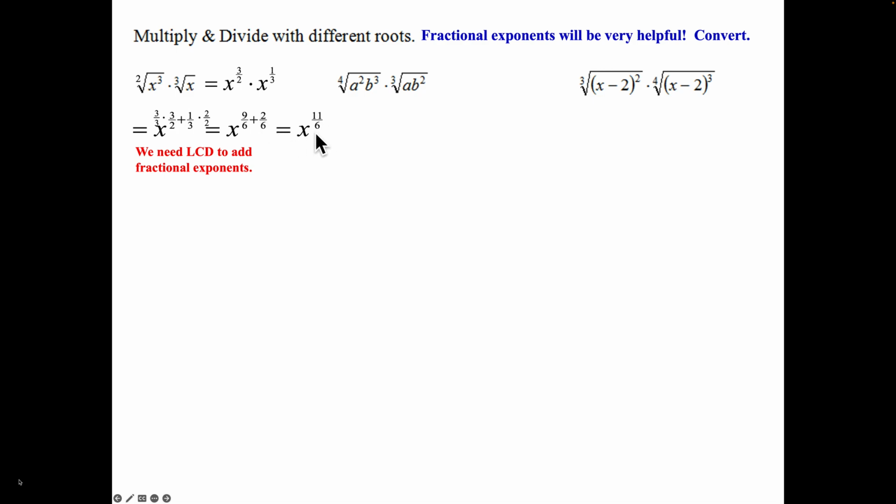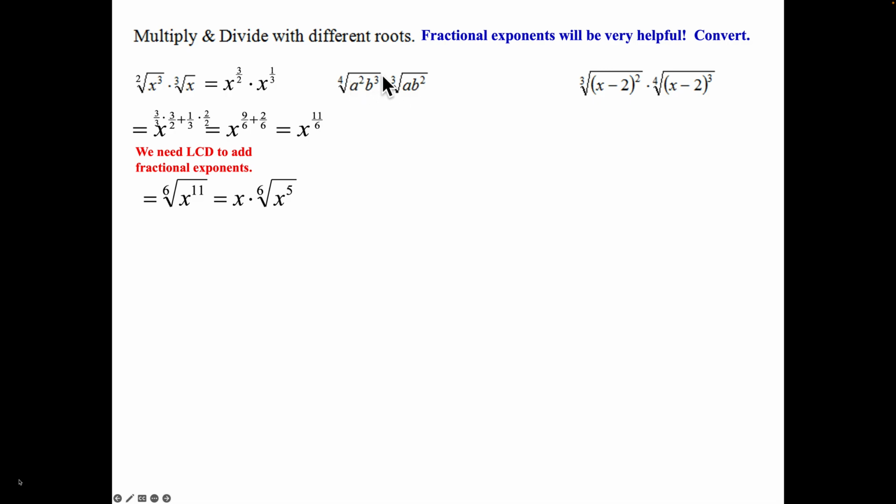And now let's change it back into a radical. Call it the 6th root of x to the 11th. Well, wait a minute. The 11's bigger than 6, so you use your Gazinta rule. 6 goes into the 11 once with 5 left over. And there's your answer. I'm like, oh, that's not too bad. Not too bad. I can work with that. But when you start adding more and more factors on the inside, it starts to get a little more messy.